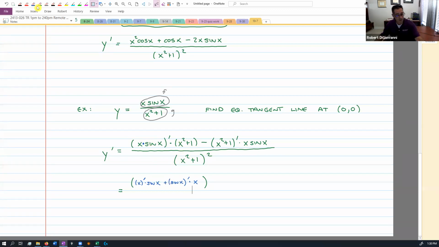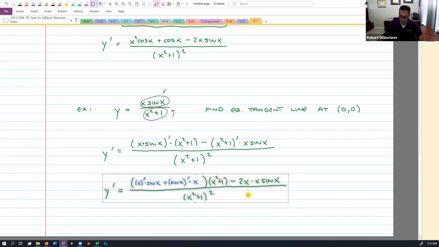Now, next to it, we still have x squared plus 1, and then minus. Now, this derivative I should be able to take. That's not a tough derivative. 2x is the derivative here, and then we still have times x sine x, all of this over the x squared plus 1 squared. I still have two derivatives to take right here, so I'm not done yet.